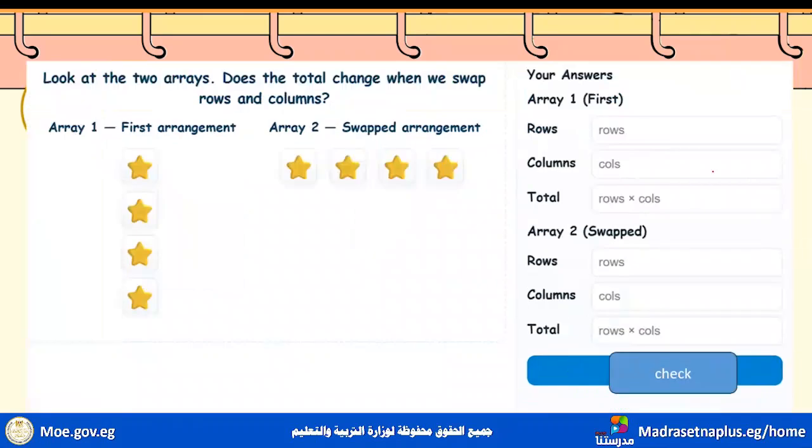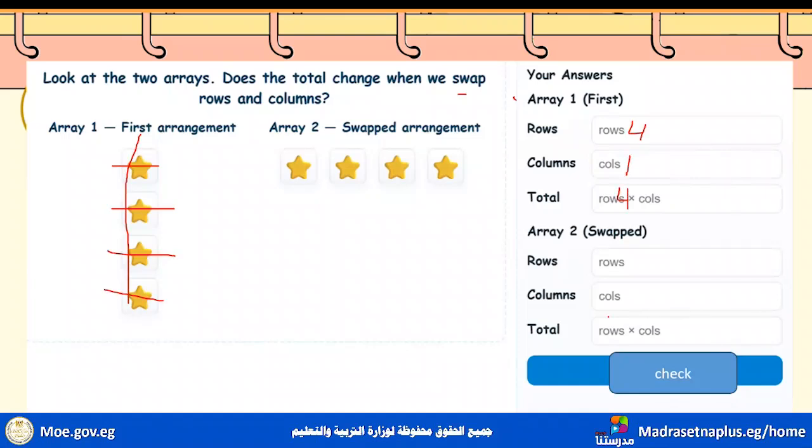Let's try another one. Array number 1, on the left, it has 1, 2, 3, and 4 rows. Yes, 4 rows. How many columns? Don't forget, a column goes from up to down. It has 1. So how many stars? Total number, how many stars? By counting or by multiplication? 4 by 1 equals 4. You can see there are 4 stars.